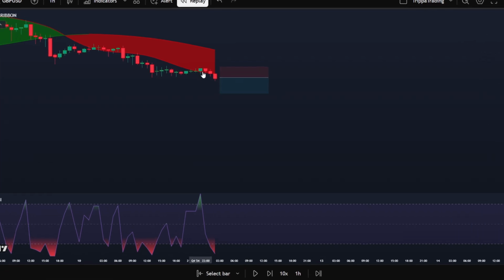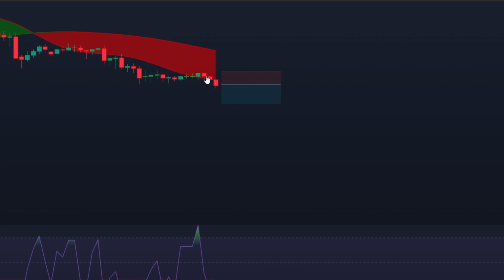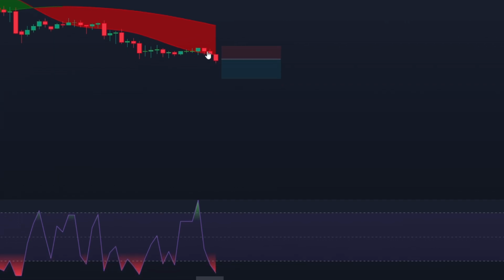First condition: price has to move inside the red ribbon. Second condition: while price is inside the ribbon, at least one candle should push RSI above 80. That RSI spike above 80 inside a downtrend tells us the short-term move is overbought against the main direction, which often sets up the next downward move.